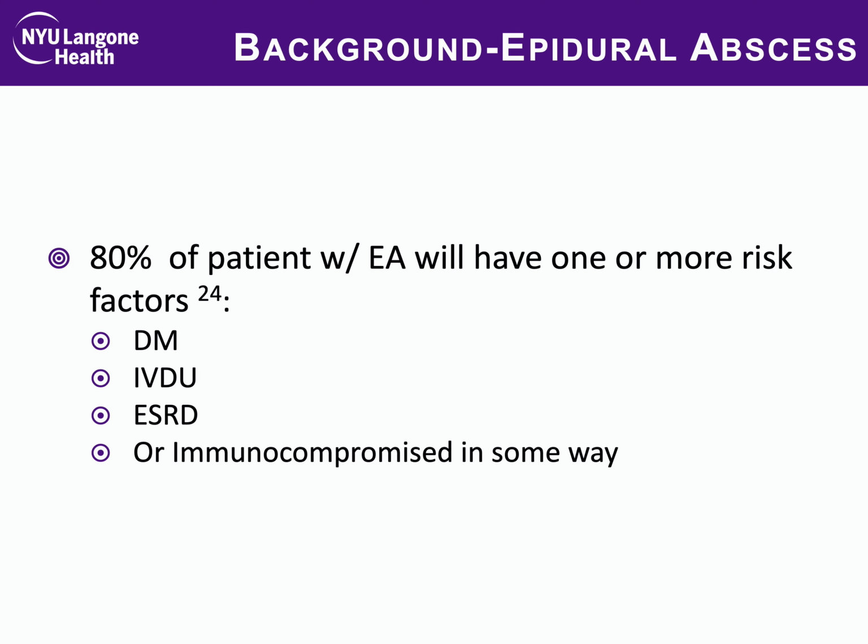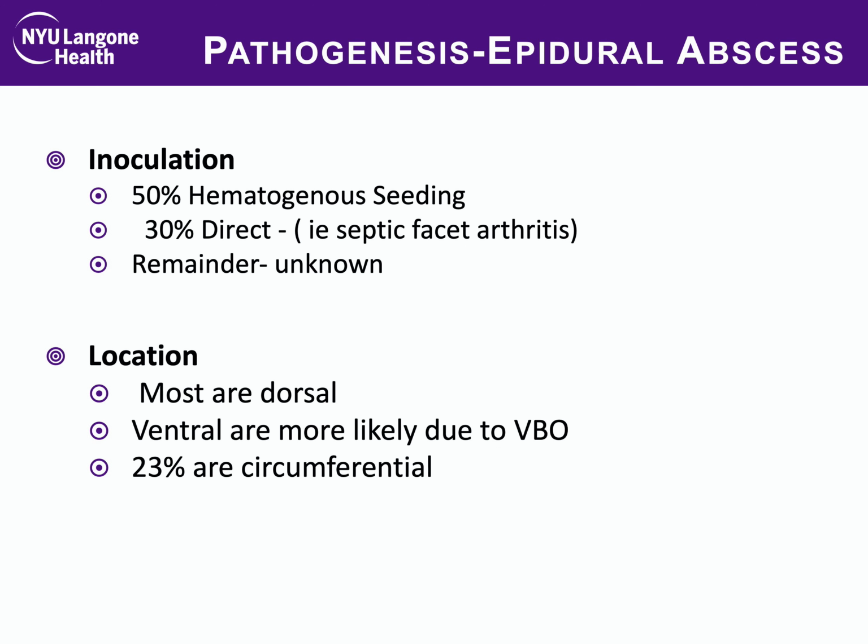80% of patients with epidural abscesses will have one or more of the following risk factors: diabetes mellitus, being an IV drug user, end-stage renal disease, or being immunocompromised in some way. Hematogenous spread is also the most common form of inoculation. This is followed by direct. An example of a direct inoculation is spread from a septic facet joint.